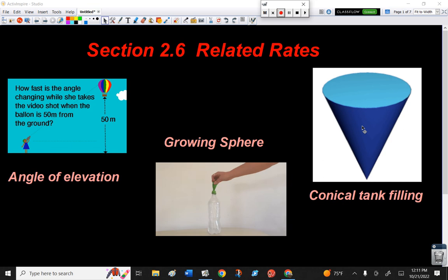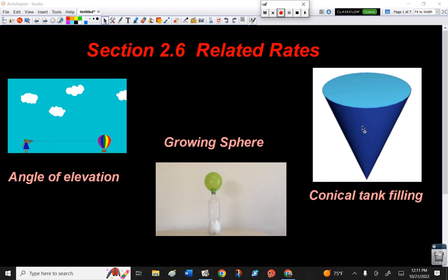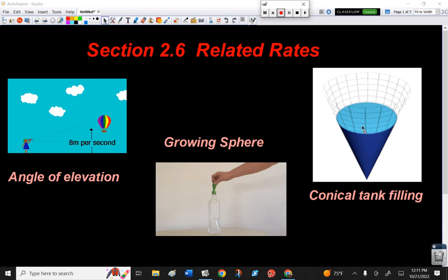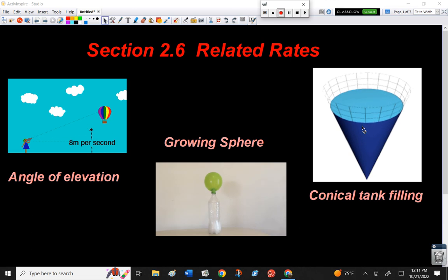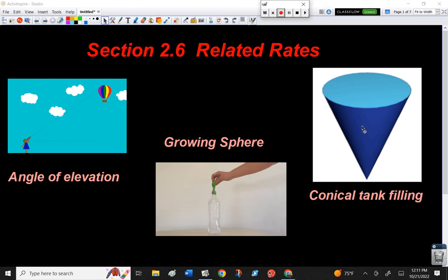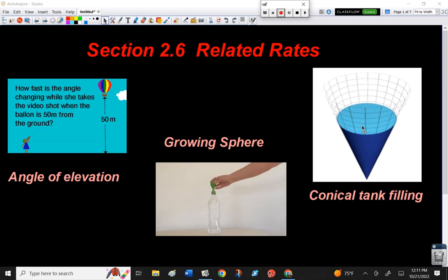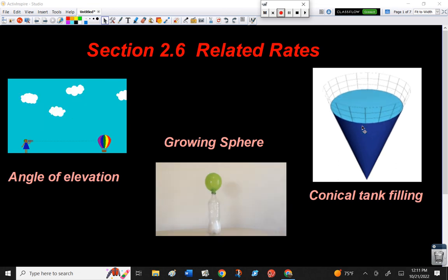Also, we have a growing sphere. Put that in quotes because that balloon is increasing in size. And as they let the gas go inside there, I think that's one of those Mentos things. And then, of course, we have this conical tank right here filling up with some kind of liquid. I'm going to assume it's water, but you never know.